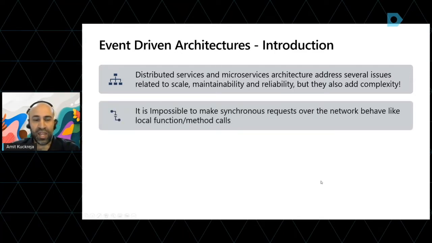And with these sorts of distributed services, it's impossible to make synchronous requests over the network behave like local function or method calls. That's just a simple fact. A function call within the same process is going to be a lot less error prone as compared to one going over a network to an endpoint, which you don't necessarily know how close or how far that is. And that can definitely cause problems, and it requires a slightly different set of thinking from a developer.